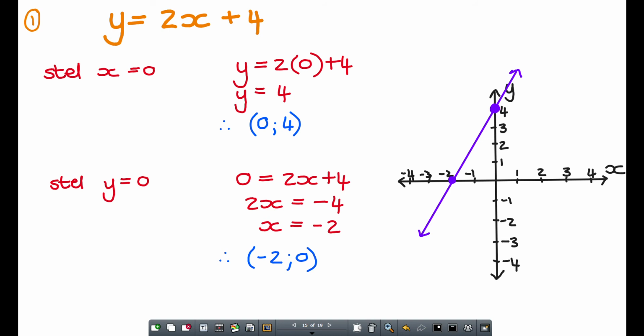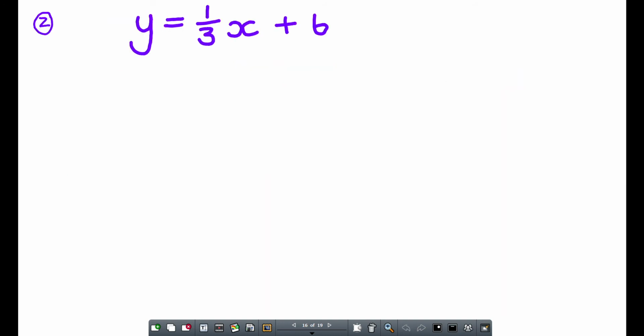Kan ek maar gou gee? Good. Okay, y is equal to a third x plus 6. Onthou, 2 stappe, né?